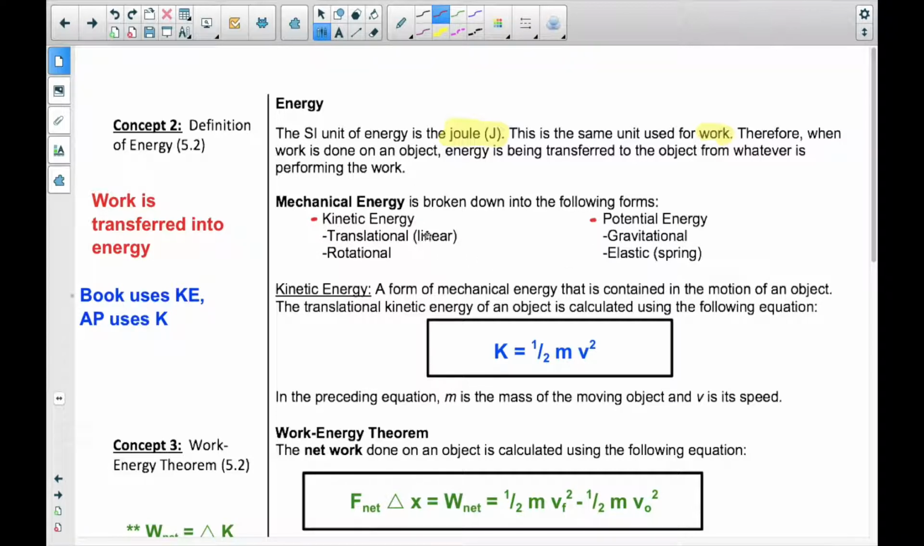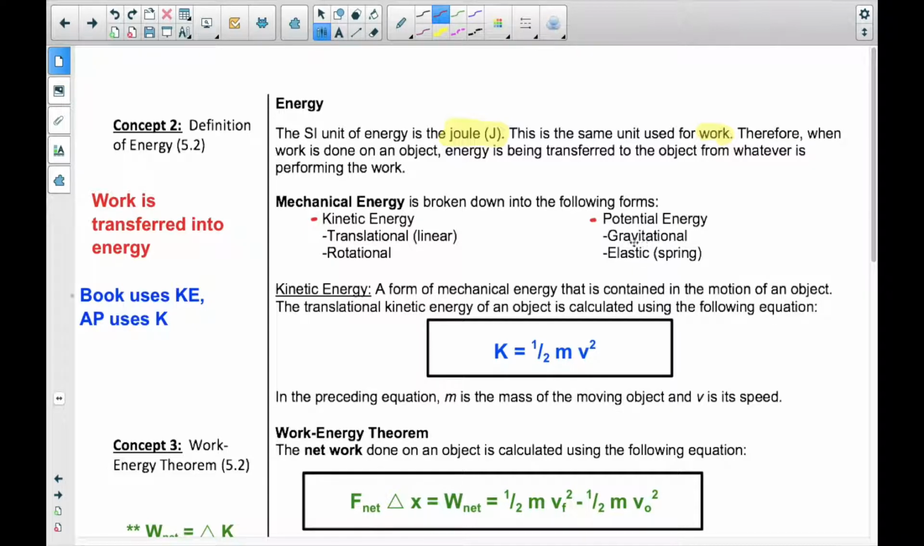Kinetic energy can be translational, that is linear, or rotational, going in a circle. In this unit, we are focusing on the translational. Later, we will talk about rotational. As far as potential energy goes, there are two forms of potential energy that we are going to get to. There are other forms, but we're going to talk about gravitational potential energy and elastic or spring energy.